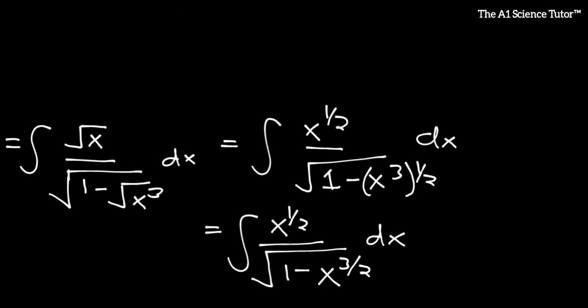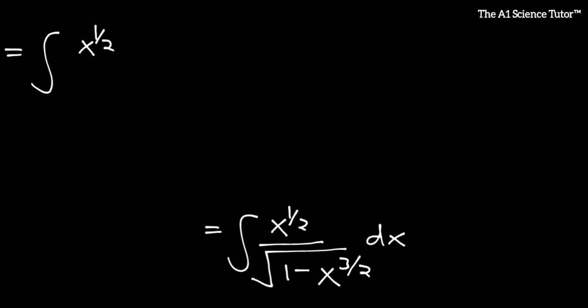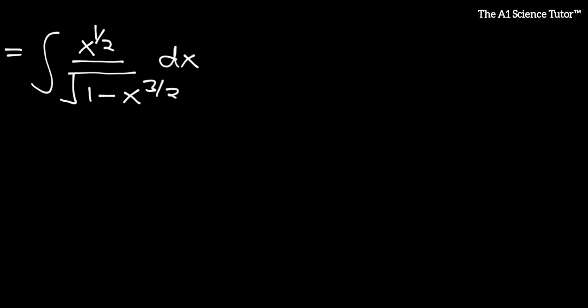So I'm going to wipe these out and rewrite the proper thing that we should actually have there. So this is the integral of x to the 1 over 2, divided by the square root of 1 minus x to the 3/2, dx right there. So we're going to make u equal to 1 minus x to the 3/2.